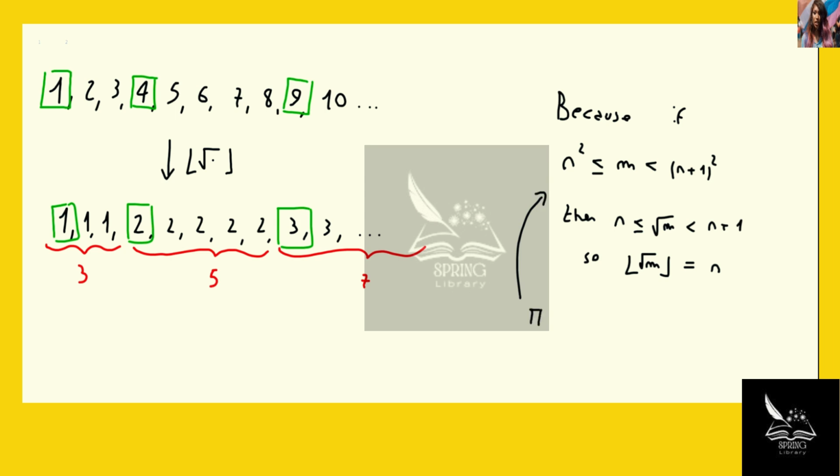So all the numbers m between n squared and n plus 1 squared are such that the floor of the square root is exactly n. And there are exactly n plus 1 squared minus n squared, which is equal to 2n plus 1, such numbers m. So for instance, if n is 2, we're counting the numbers between 2 squared, 4, and 3 squared, 9, and there are exactly 5 such numbers. So okay, let's remember this.